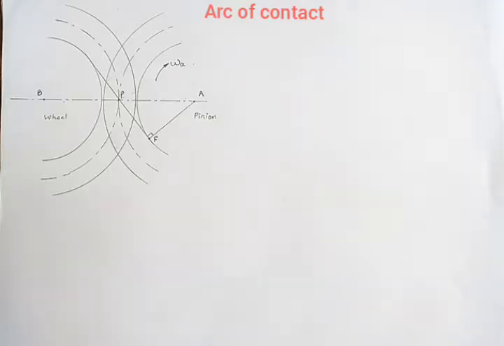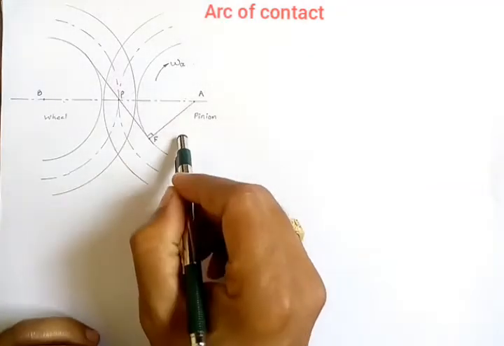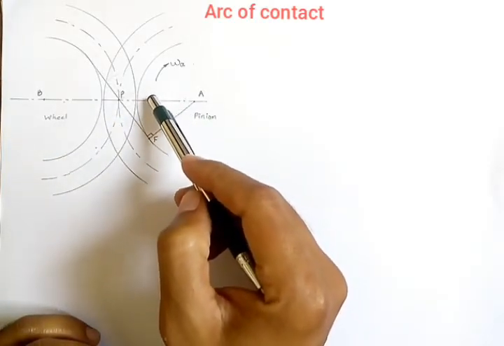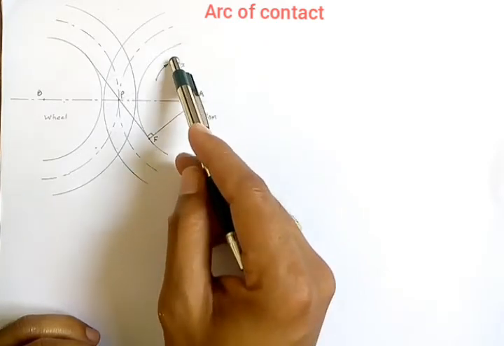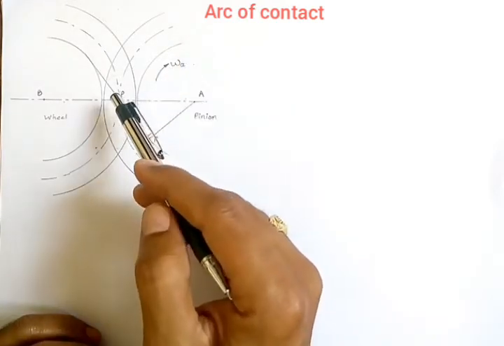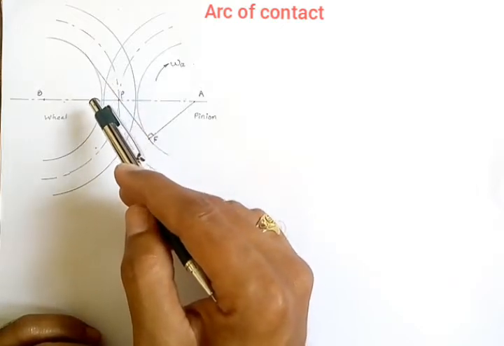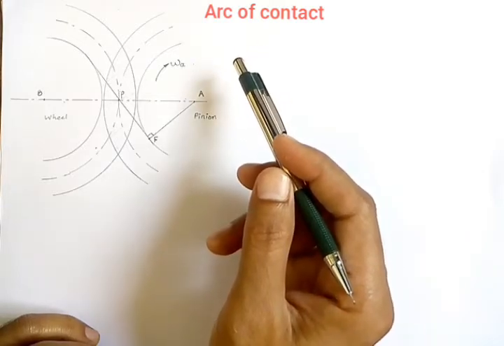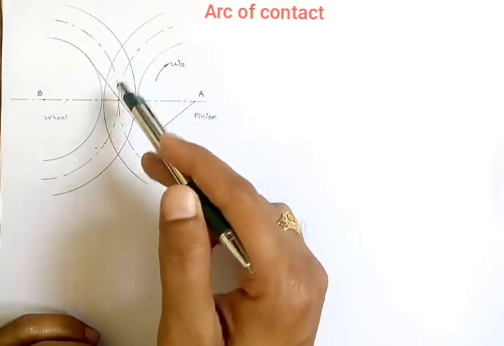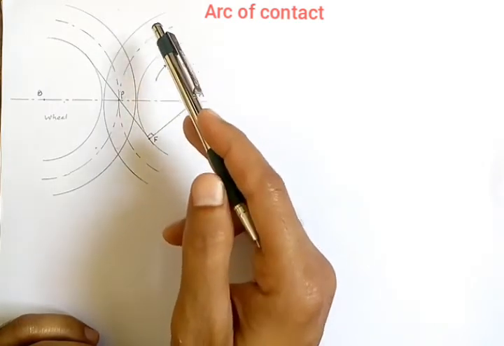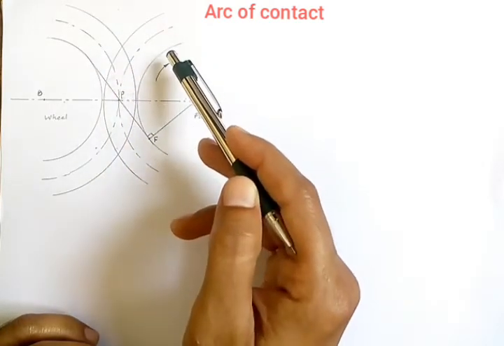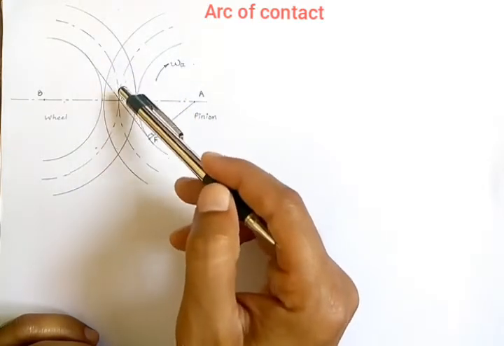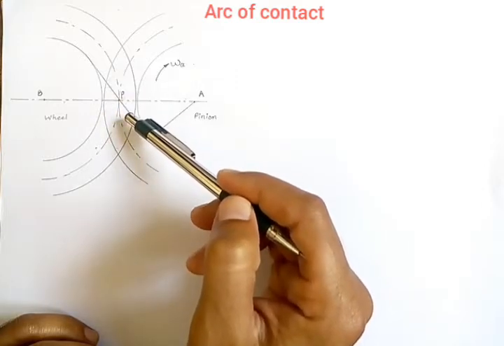In this diagram, we have got a pinion which is the driver, and a wheel which is driven. The pinion is rotating in clockwise sense with angular velocity omega A. Hence, the wheel or the driven gear will rotate in anti-clockwise sense. Now, the three circles that I have drawn over here are the addendum circle, pitch circle and dedendum circle for the pinion, and the same I have drawn over here for the wheel or gear.